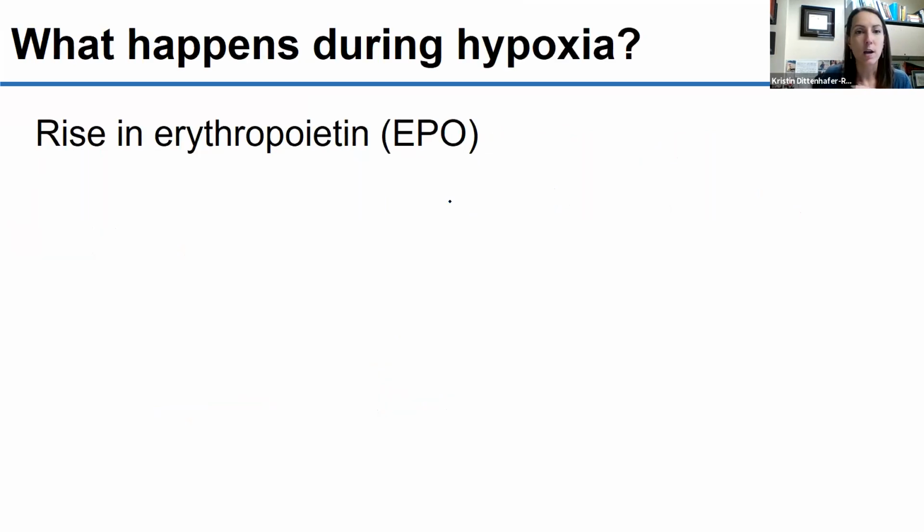The first thing we're going to talk about is what happens during hypoxia. And this is really what Dr. Semenza, one of the Nobel Prize winners, was focused on. His career was dedicated to what happens in the hypoxic response of a cell. The first thing that happens when your cells are experiencing a low level of oxygen is a rise in this protein hormone called erythropoietin, or EPO.